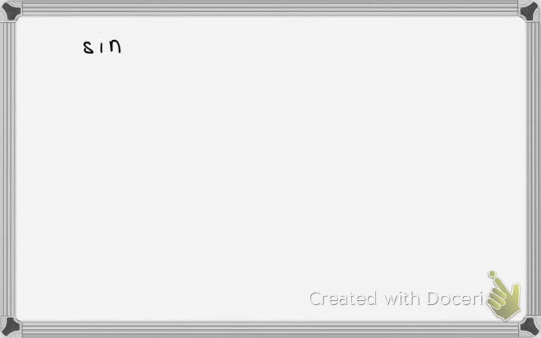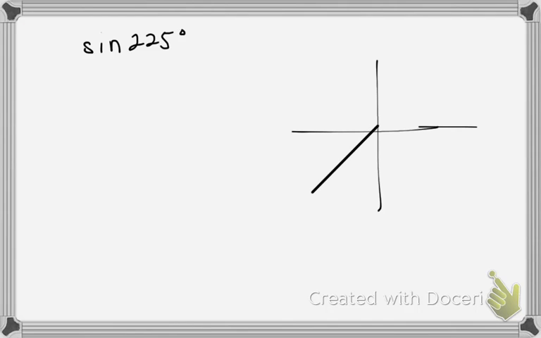Okay, so let's take the sine of, I don't know, maybe 225, for instance. So the first thing that we're going to do is look on our quadrant graph, and we're just going to place 225. We just want to make sure that we know exactly where it is. So it's somewhere between 180 and 270, so somewhere around there. Okay, so there's our angle. Like we said, it's between the 180 mark and the 270 mark.